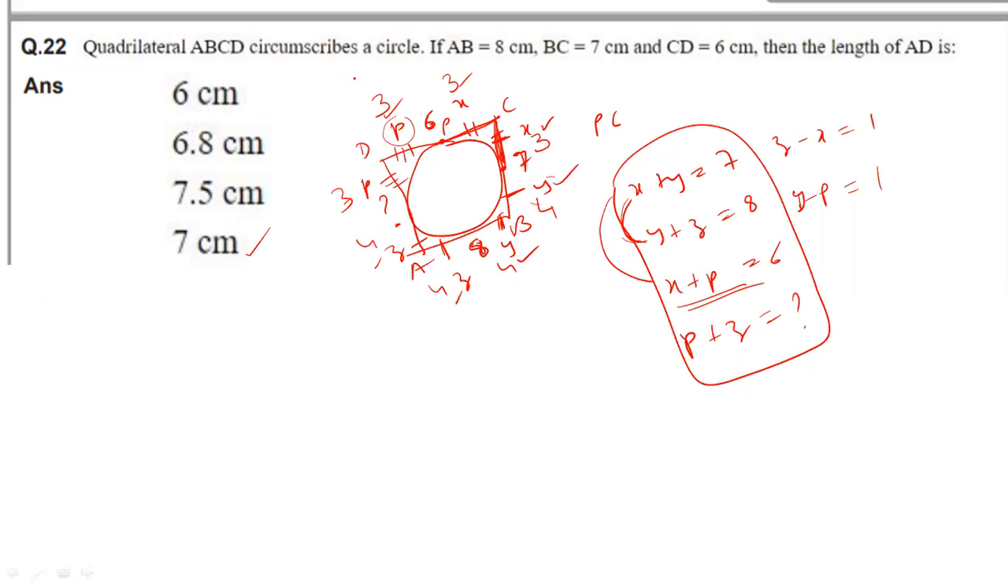So coming as 7. If I take this as 2, this should be 4, this is 4, this is 3, this is 3, this is 5, this is 5, this is 2, still 7. So in every case I am getting 7. So P plus Z becomes 7. So I am just verifying instead of solving all the equations. Let's move on to the next question.